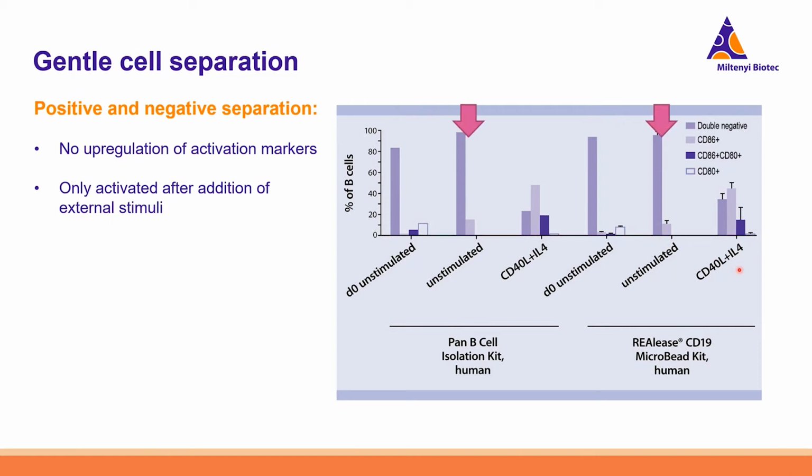Then we cultured those cells for 7 days and you see still the cells are not stimulated. So all the cells, or almost all the cells, are double negative. And only when you add stimuli like CD40 ligand and IL-4, the B cells are getting activated. So you see there's no activation of the cells, no matter what technique you're using.